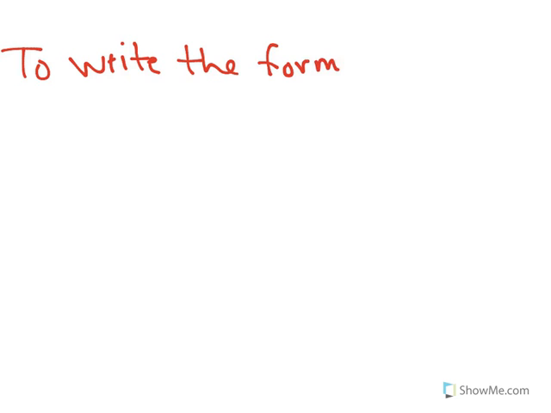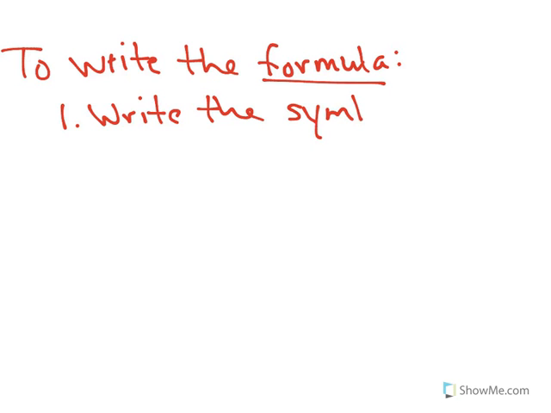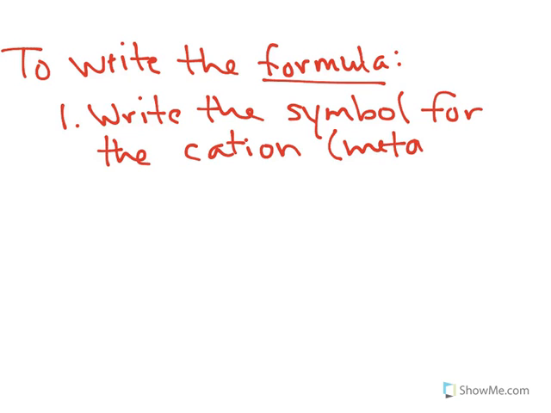Let's talk formulas. So to write the formula, number 1, write the symbol for the cation, which is going to be the metal or ammonium. Okay?